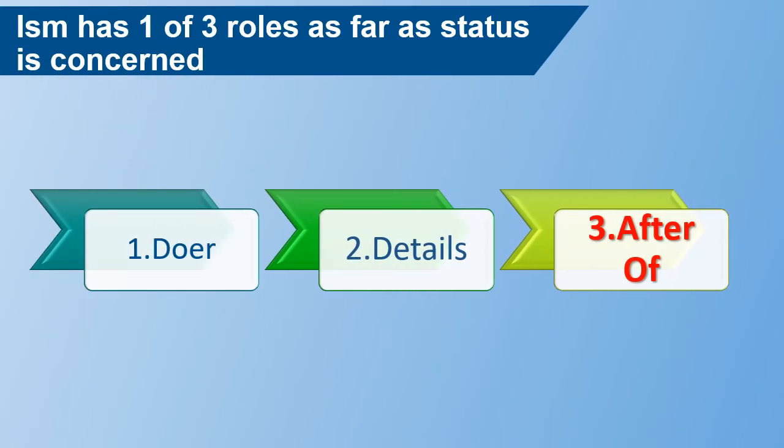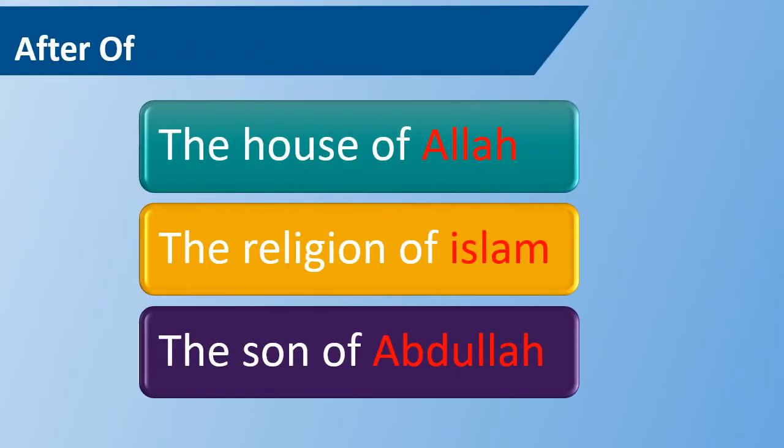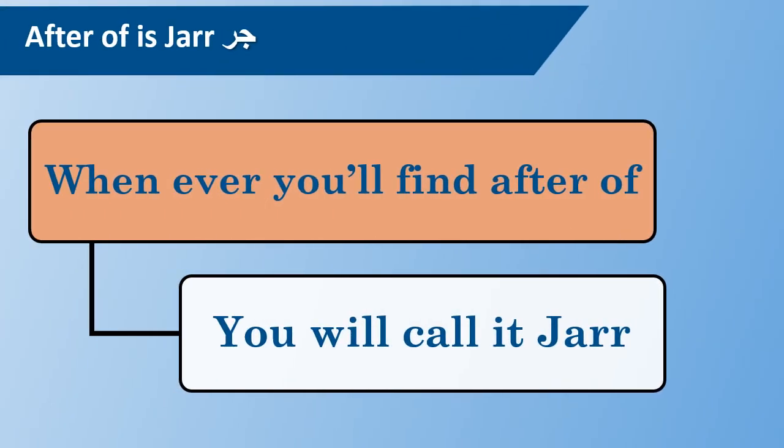Now the third status, after of. The word that you'll find after of will be our third status. Let's look into some examples. The house of Allah. The word Allah here is our third status. The religion of Islam. Islam is coming right after of. The son of Abdullah. Abdullah is coming right after of. So from now on, whenever you find a word after of, you'll call it jar, which is our third status.